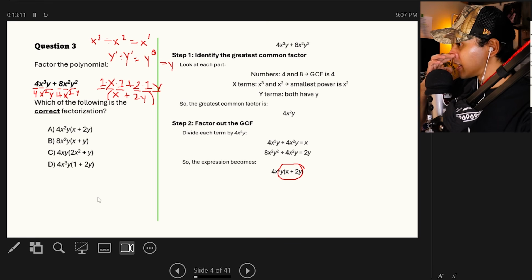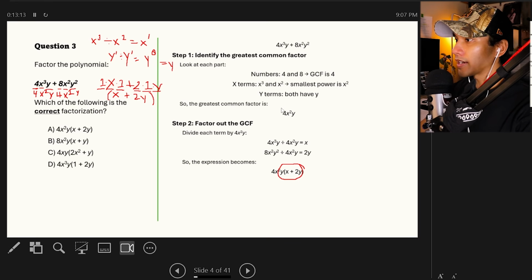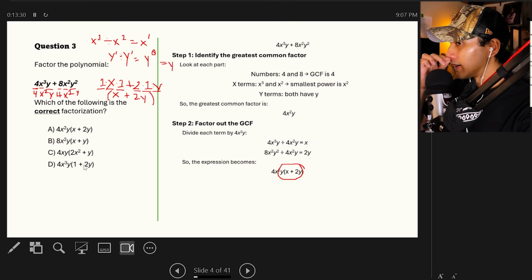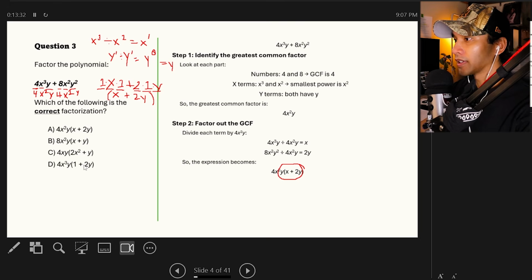Also, a tip for this is the greatest common factor, right? If we look at the answer choices, we've already found the answer because none of them have 4x squared y. There's only one answer that has this. So we could have ruled everything out from the beginning and then just chosen A. And this would have saved us a lot of time on the test.